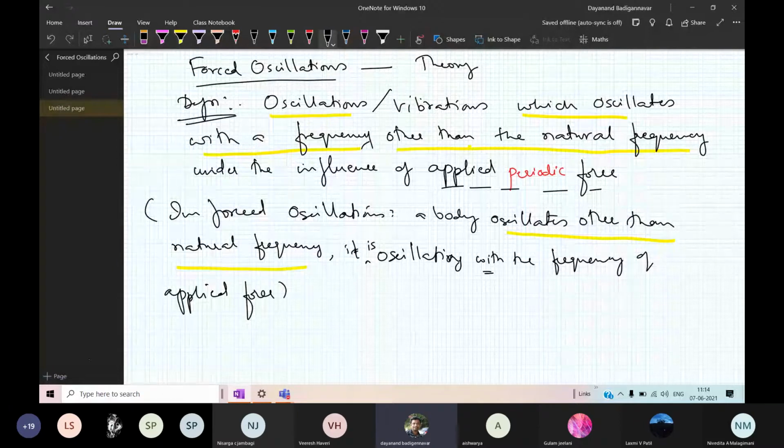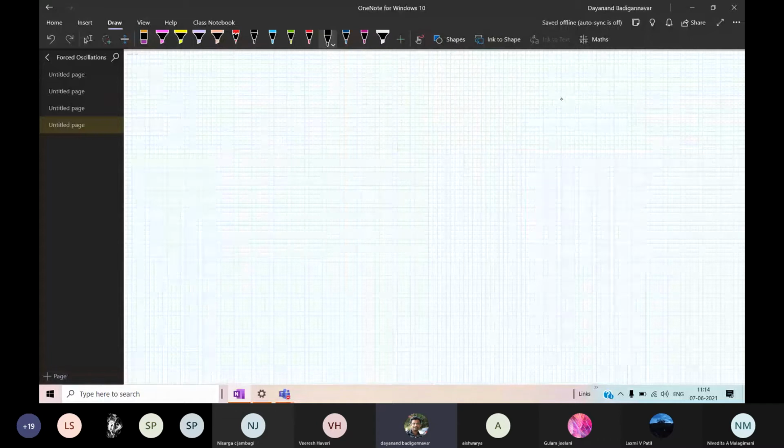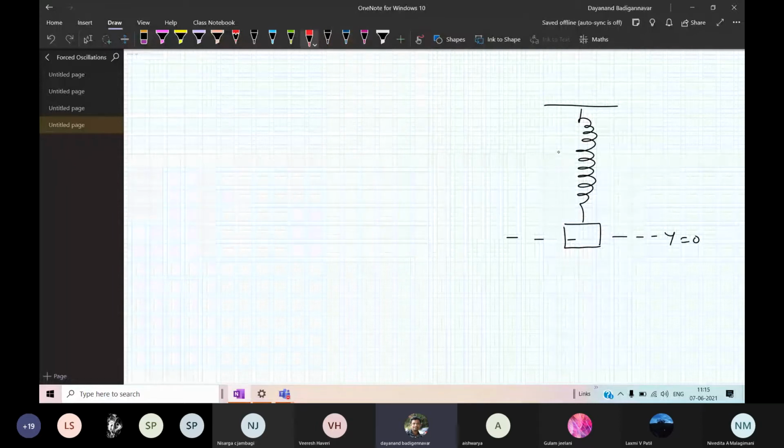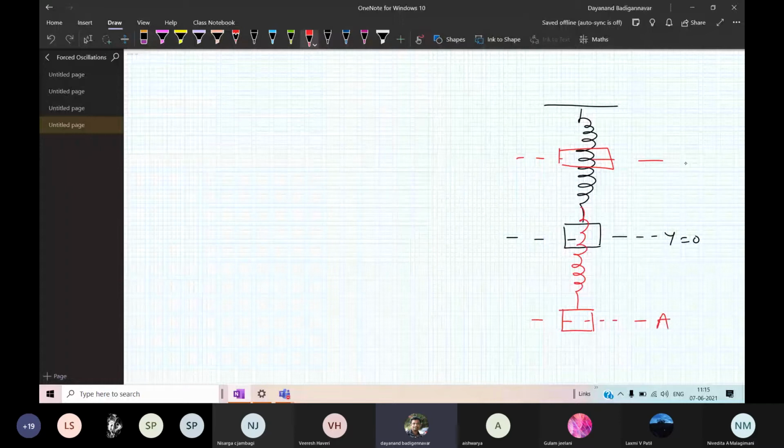So let me explain here. I have a spring mass system, or any oscillating system like this. I will take the spring mass for my simple explanation. So this is the spring mass system. Here it is oscillating between the points A and B. So there is the extension, such that it is oscillating between the points A and B.